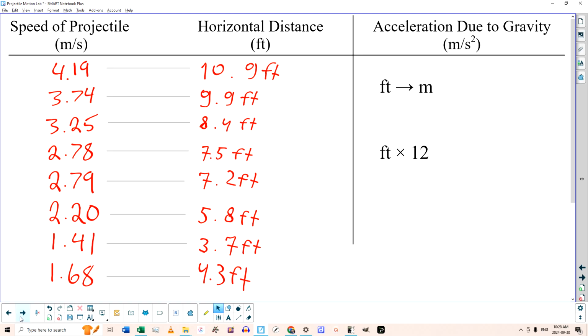I said, I know there are 12 inches in a foot, so I'm going to multiply the number of feet by 12. I happen to know there are 2.54 centimeters per inch, so if I multiply the number of inches by 2.54, I get centimeters. Then, of course, you divide centimeters by 100 to get meters. So let's recap here. What they need to do is convert the feet to meters.